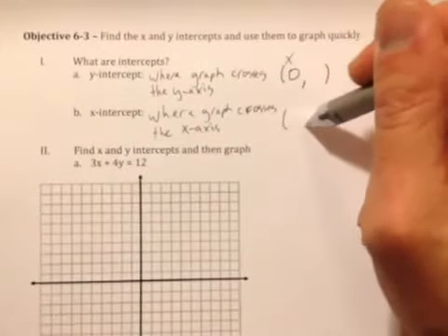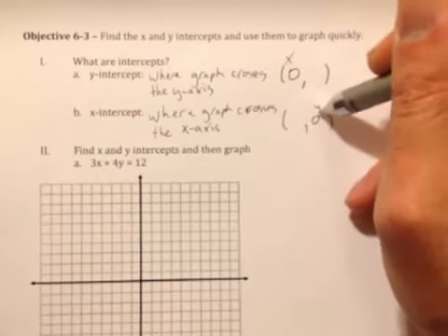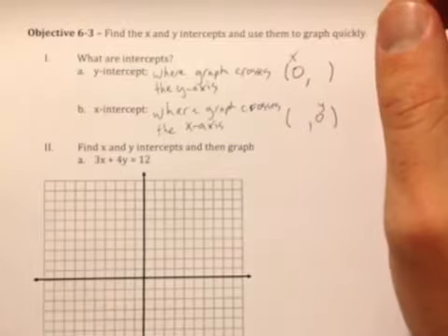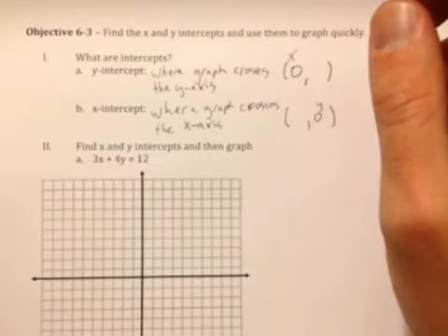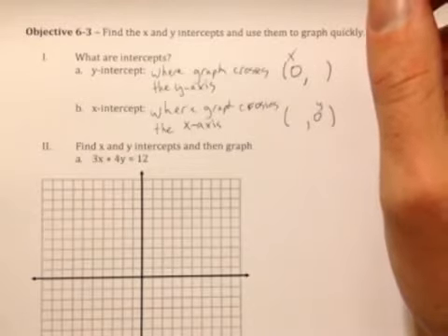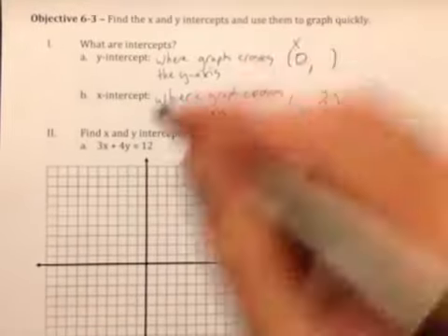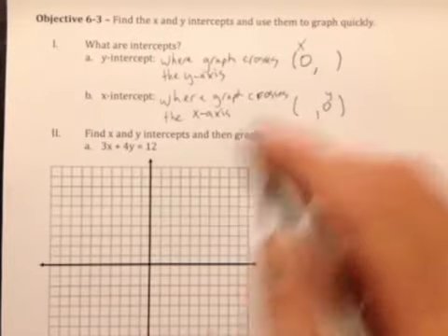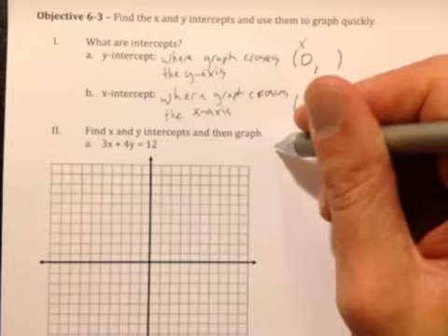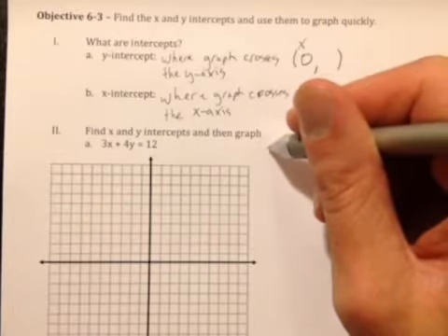For x-intercepts, it's the same thing, except the y value is 0. That's going to be true for all of them. So to find x and y-intercepts, all you're doing is plugging 0 in for one of the values and solving for the other. So here's an easy thing. 3x plus 4y equals 12. This one lends itself great to finding x and y intercepts because they're going to be nice whole numbers.